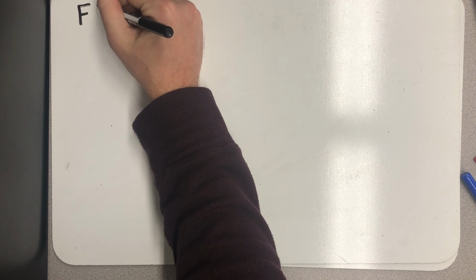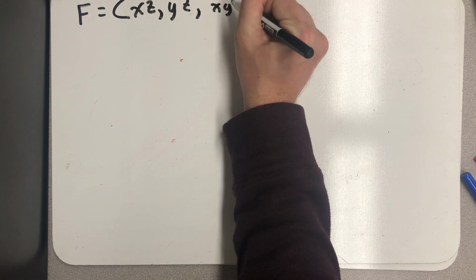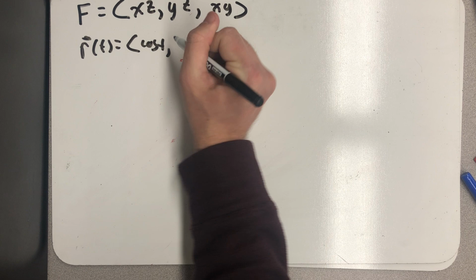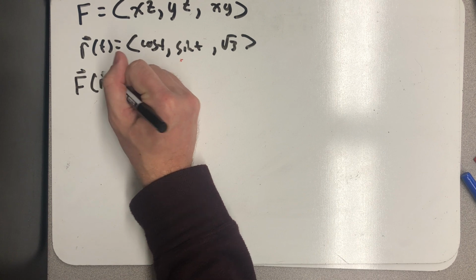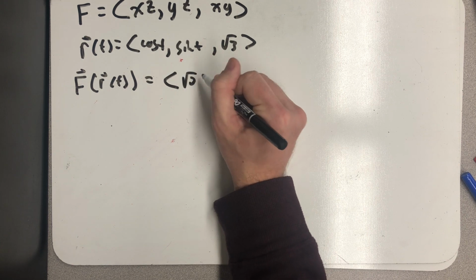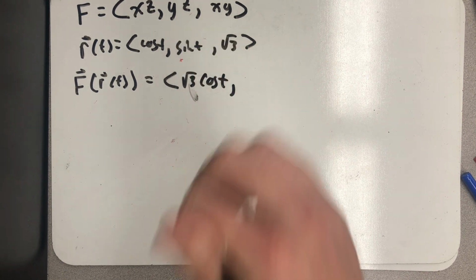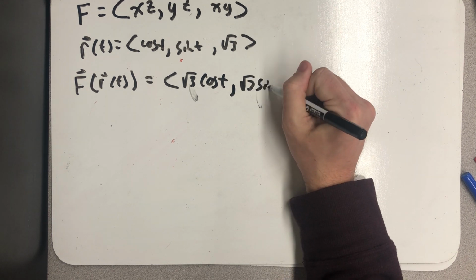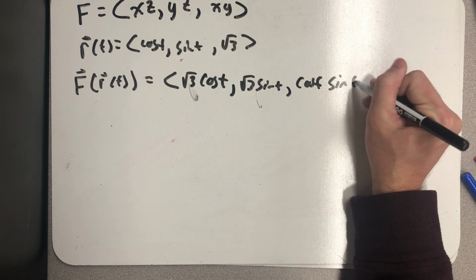All right, our vector field is xz, yz, xy, and our path was r of t is cosine t, sine t, root 3. All right, so F of r of t is root 3 cosine t. And let's see, y is root 3 sine t. And then finally xy, so cosine t times sine t.